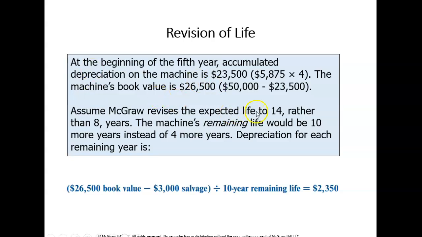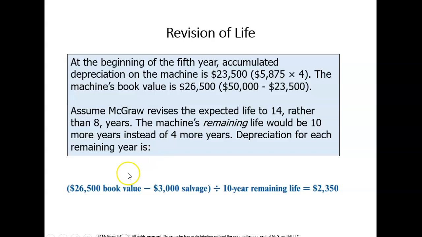So now that 14 years is the asset's total useful life. Okay? We've already had the machine for 4 years. Therefore, there's 10 years remaining on the asset's useful life. Say it again. I will. So 14 years is the asset's total expected useful life. However, you've already had the asset for 4 years. We're in year 5 now. Therefore, there's 10 years remaining on the asset's useful life.